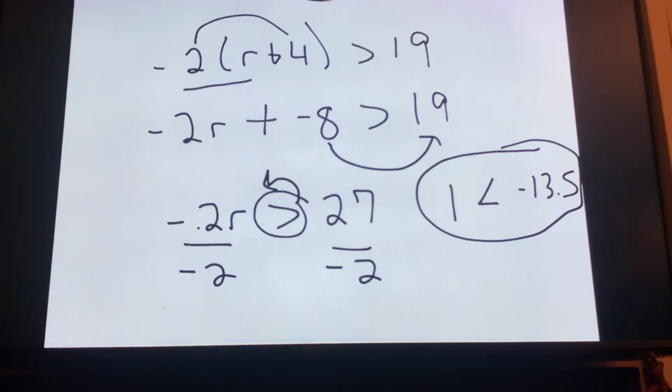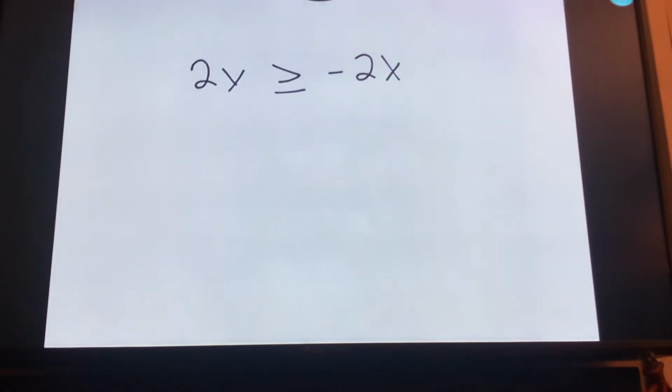All right, let's look at example 4. Example 4 says solve 2x... what do we have here?